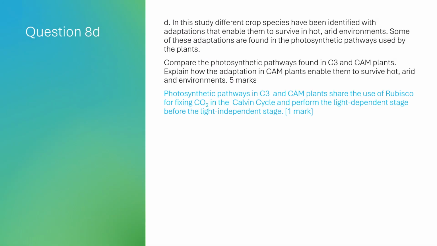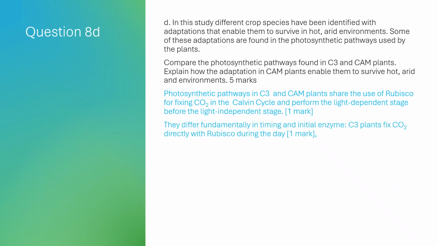Photosynthetic pathways in C3 and CAM plants share the use of rubisco for fixing CO2 in the Calvin cycle and perform the light-dependent stage before the light-independent stage. They differ fundamentally in timing and initial enzyme. C3 plants fix CO2 directly with rubisco during the day, while CAM plants use PEP carboxylase to fix and store CO2 as malate at night.